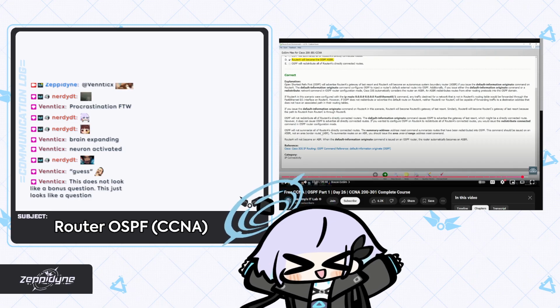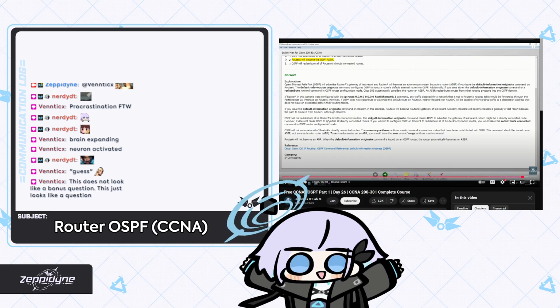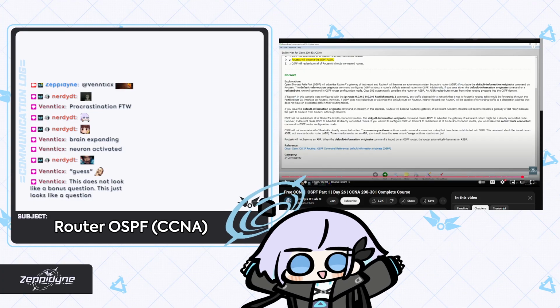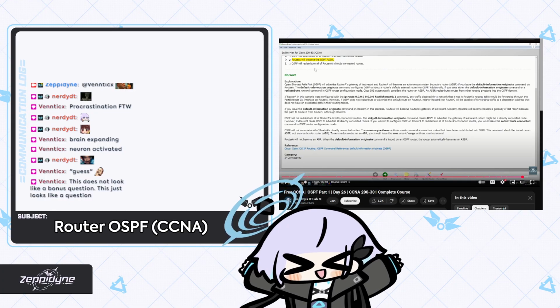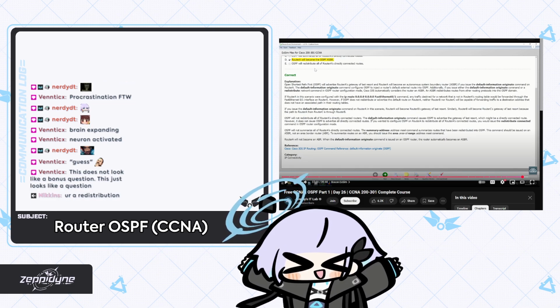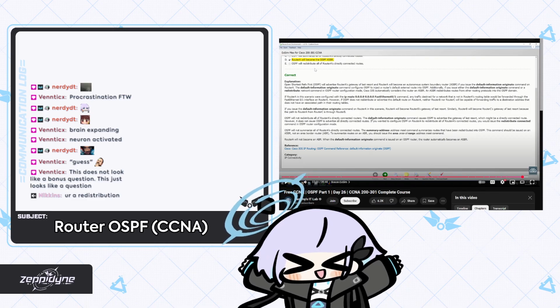Let's summarize all of... Oh, okay, it's a different command. So there's no redistribution. Okay, yeah, directly connected routes. So what this answer says is that it distributes router A's everything. It just advertises everything that it's connected to, which is not what it's supposed to do.